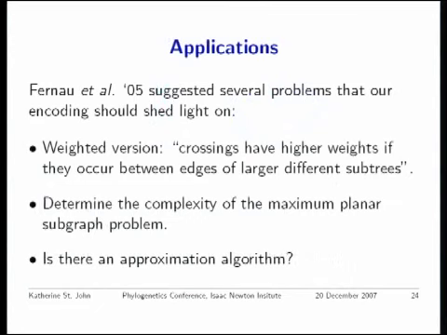Okay, so some applications for this. Furneaux et al. suggested several problems that our encoding should shed light on. For example, the weighted version, where crossings have higher weights if they occur between edges of larger different subtrees. Ours will work really well because we can now weight our edges.